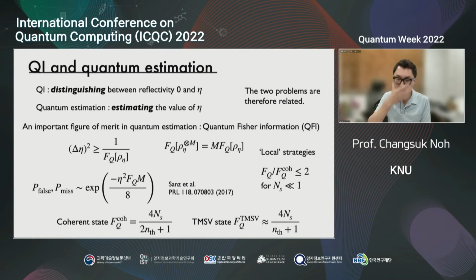This can be seen here if you calculate the quantum Fisher information for the coherent state and the two-mode squeeze vacuum state. This is an approximate one when NS is small, I think. And if you compare this, when N thermal is large, then we see that this thing is twice as large as this thing, if we can ignore 1 here. Okay, so that's one limit we can get here.